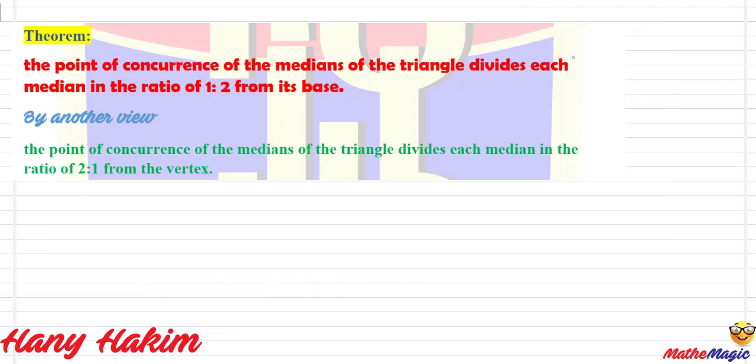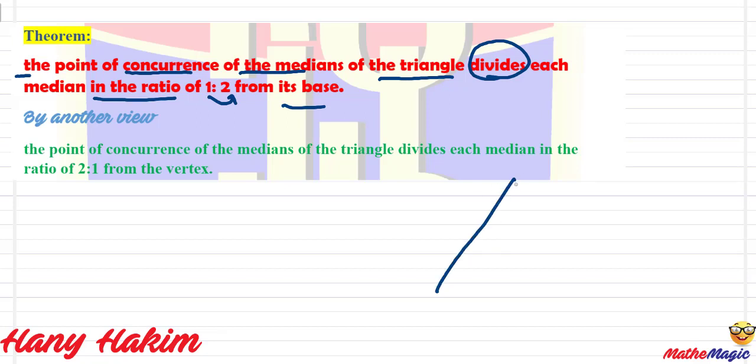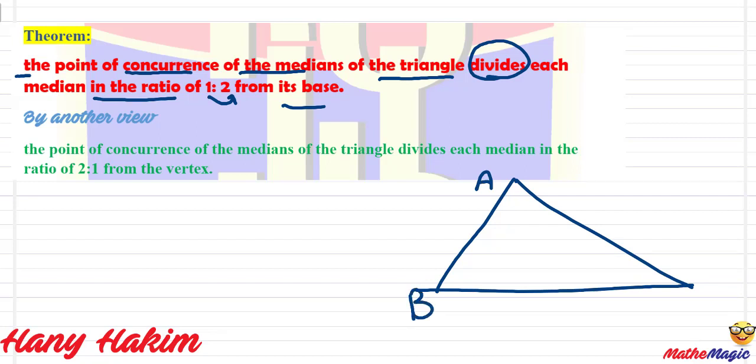Here we have an important theorem about that point of concurrence. Let's read this together. The point of concurrence of the medians of the triangle divides each median in ratio 1 to 2 when you're coming from the base. That means, for example, if I have a triangle ABC, and I draw a median from A to BC, something like AD, that means D is the midpoint of BC.